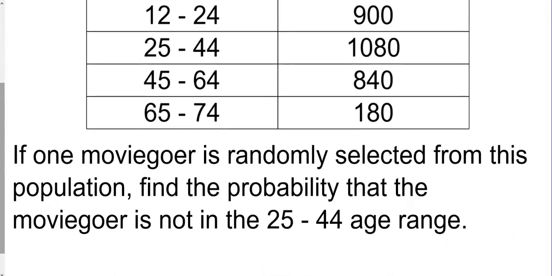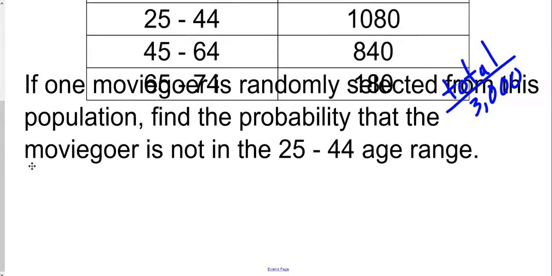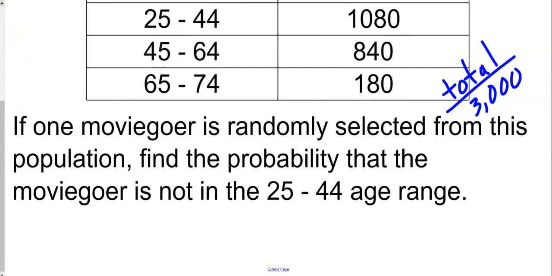Before you can even approach this problem, if you have a table, just like before, get the total. If you add all 4 of these numbers up, you end up with 3,000. So that is our denominator when we're dealing with probability in this. Here, it's asking if one moviegoer is randomly selected from this population, find the probability that the moviegoer is not in the 25 to 44 age range. So, things are jumping around. Love it.